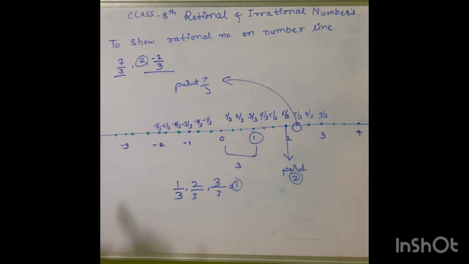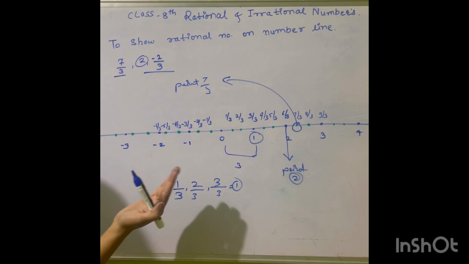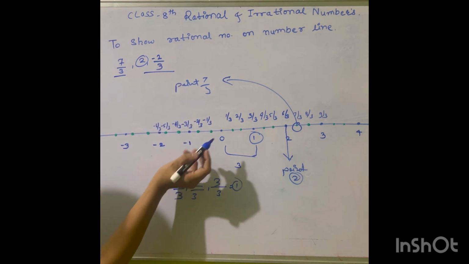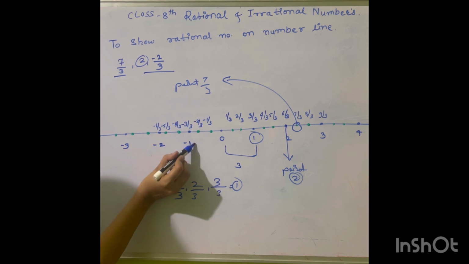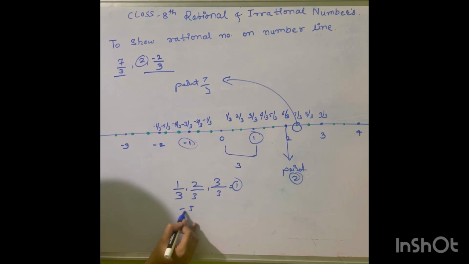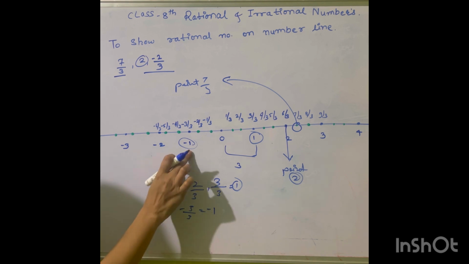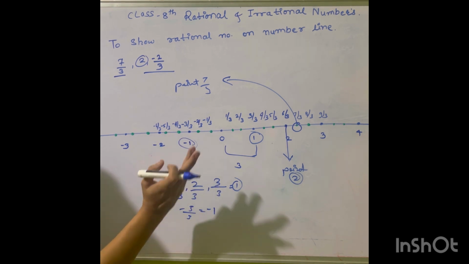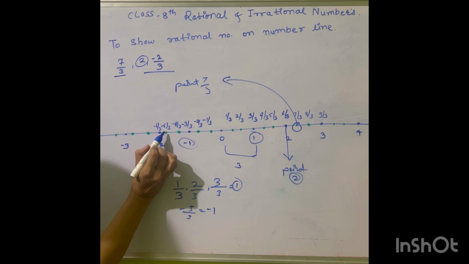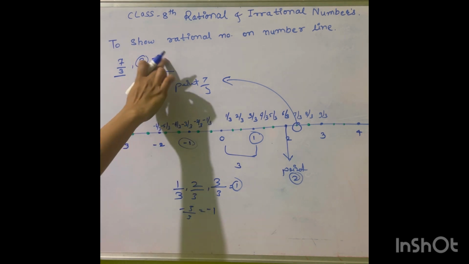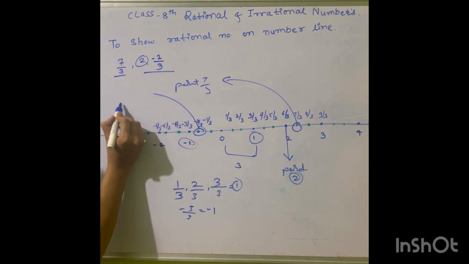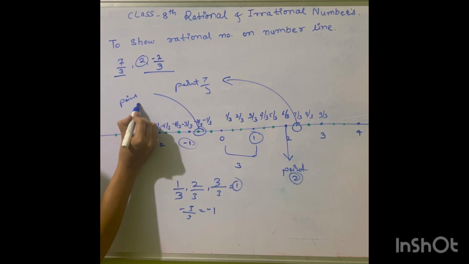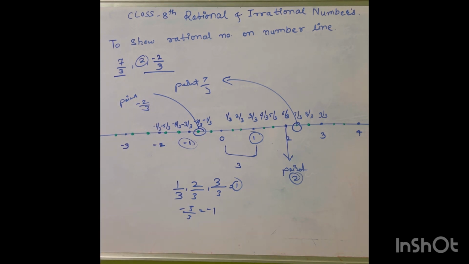And -2 by 3 comes now from the left hand side. From 0 onwards, -1 by 3, -2 by 3, -3 by 3. -3 upon 3 will be here, that is -1. So this is -1. After that -4 by 3, -5 by 3, -6 by 3. We have to show here -2 by 3. So this is the point there, and this is the point -2 by 3. This is the way to show rational numbers on a number line.